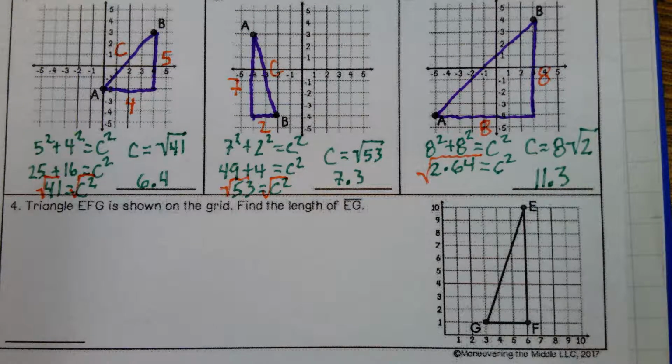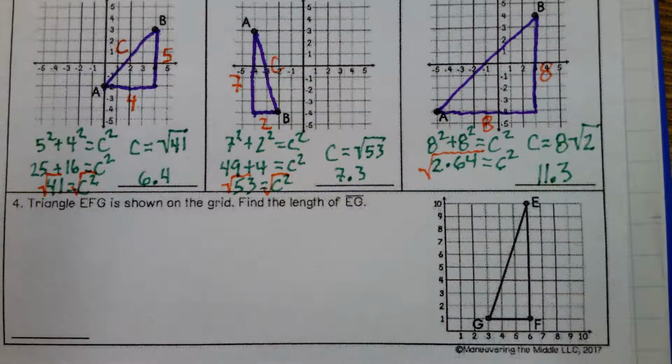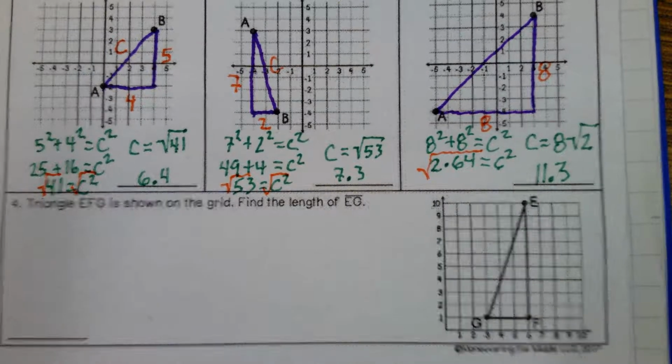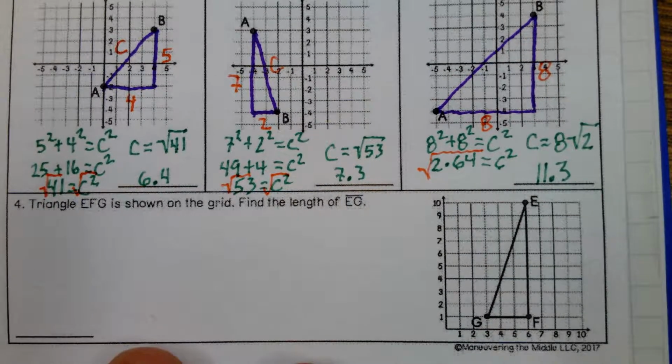So I'd like you to try, it says triangle EFG is shown on the grid. Find the length of EG. And suppose they ask you to find the perimeter, so you would definitely have to do that. In fact, let's find the perimeter. Since they were kind enough to already set up all the different lengths, let's find the perimeter.